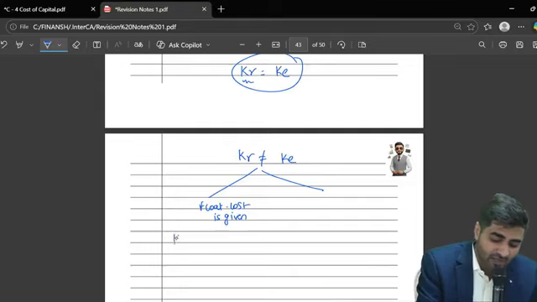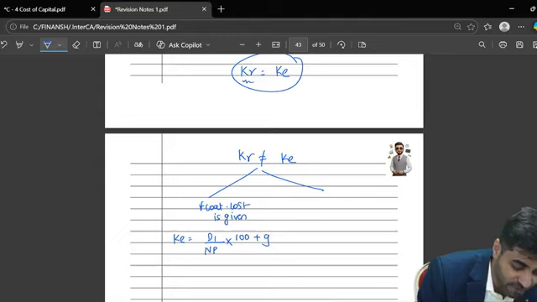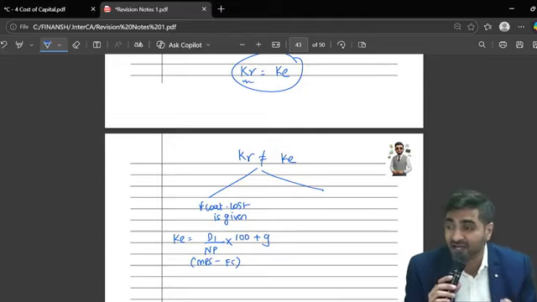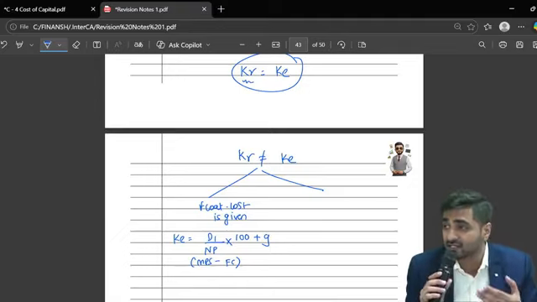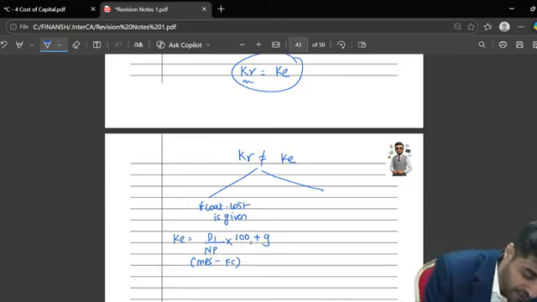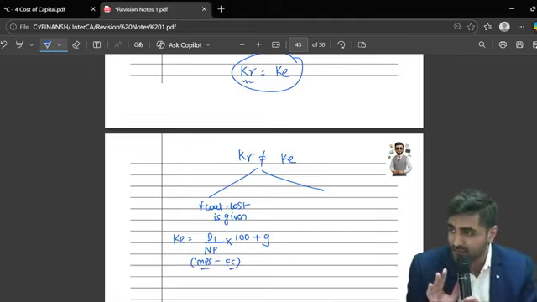So to calculate your KE, you take D1 upon net proceeds into 100 plus G, because whenever there's flotation cost, you have to compulsorily subtract the flotation cost from the market price per share. Can I subtract flotation cost from the market price per share? Yes or no? Yes, sir. So if I subtract flotation cost from the market price, I get what is called net proceeds. So one way to calculate this is D1 upon net proceeds into 100 plus G. Do you agree with this?